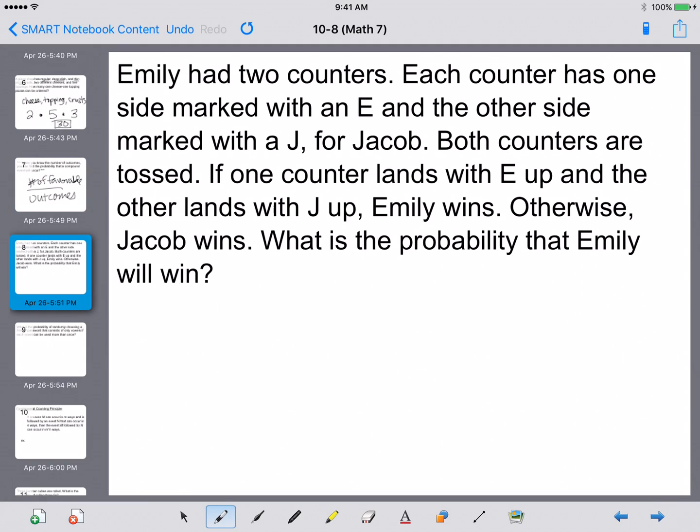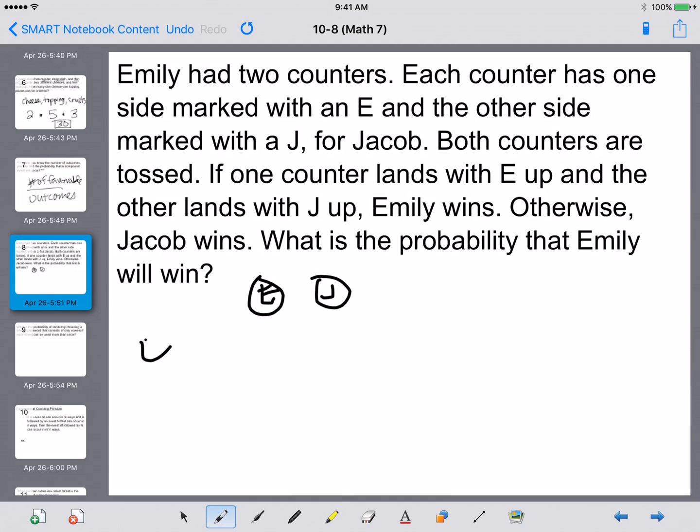So here Emily has 2 counters. Each counter has one side marked with an E and the other side marked with a J for Jacob. So you've got E and J. Both counters are tossed. If one lands with E up and the other lands with J up, Emily wins. Otherwise, Jacob wins. So what is the probability that Emily will win?